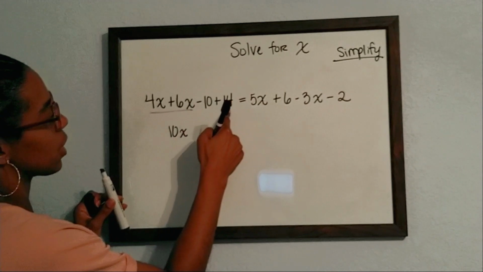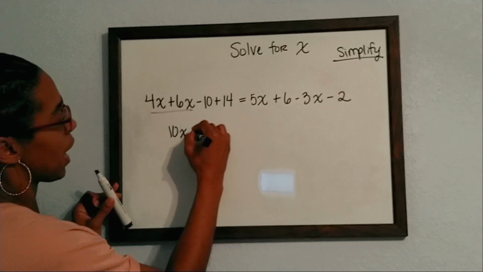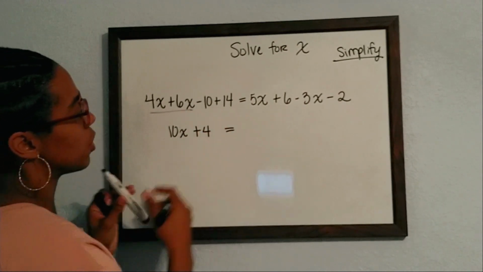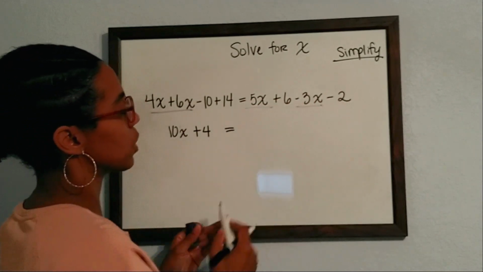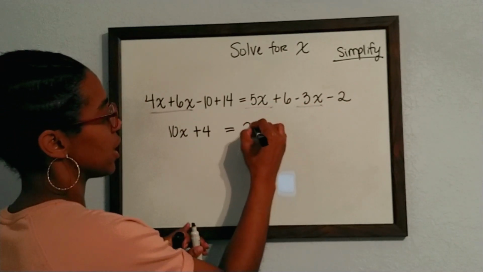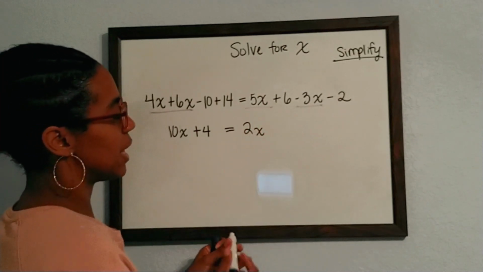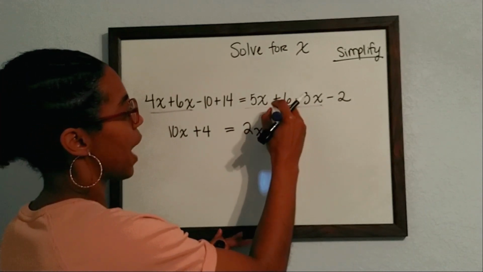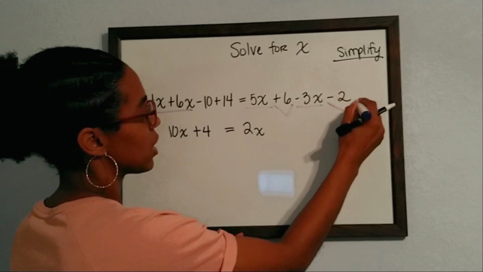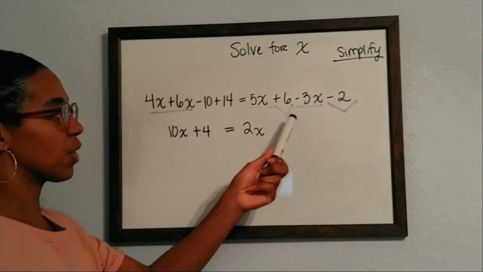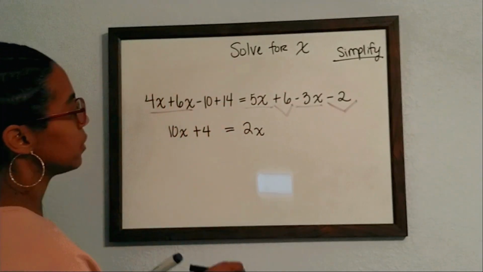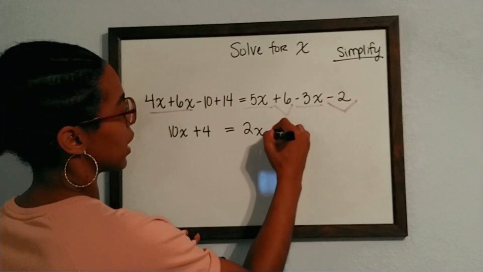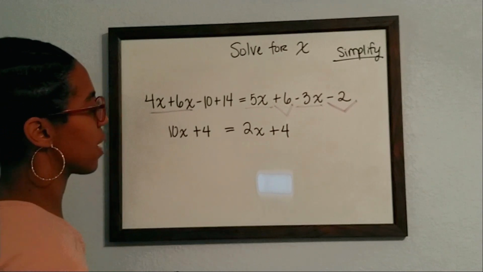Then a negative 10 and a positive 14 will give me a positive 4 is equal to, find your like terms, 5x, negative 3x. So 5 minus 3 is going to give me 2x. Then I have a positive 6 and a negative 2. And if you don't have different colors, just draw shapes, different type of lines underneath them, okay? So 6 minus 2 is going to give me a positive 4.